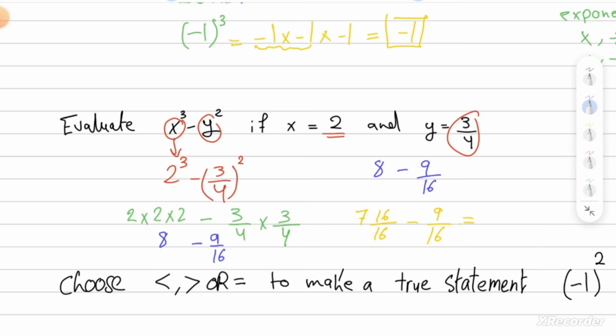7 minus 0, the whole number here is 0. Subtract the whole from the whole and the fraction from the fraction. 7 minus 0 is 7. 16 minus 9, this is equal to 7. And the denominator will be the same. So the final answer for this question is 7 and 7 out of 16.